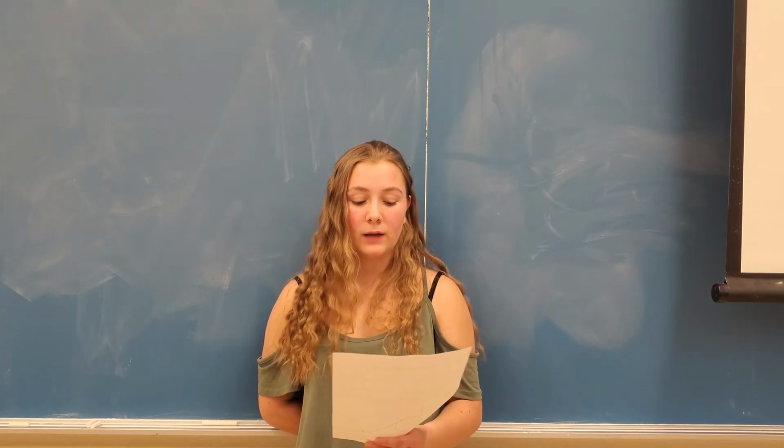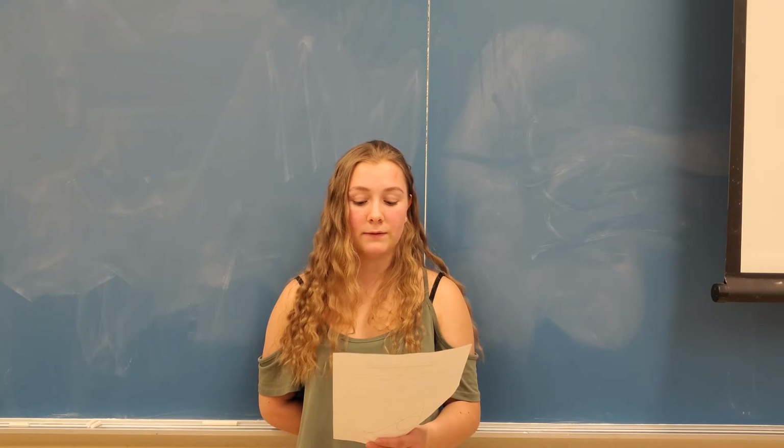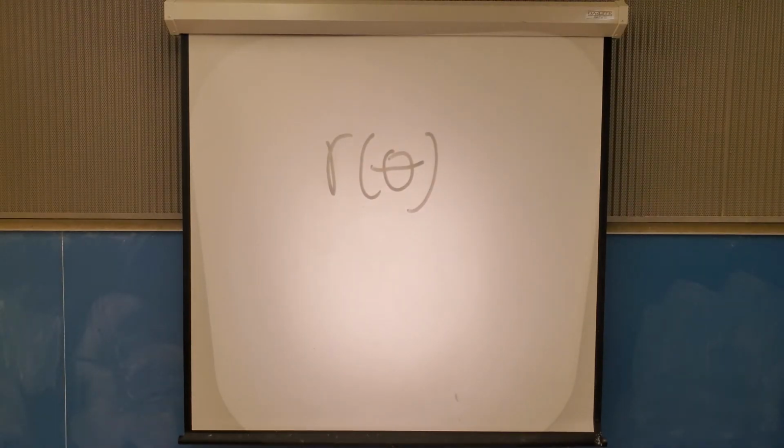For part B, it says, let theta equal half the angle of C. Let R be the radius of the inscribed circle. Express R as a function of theta. Hint, use your result from part A. Okay, so for the second part of this problem, we are instructed to let R be the radius of the inscribed circle and to express R as a function of theta.